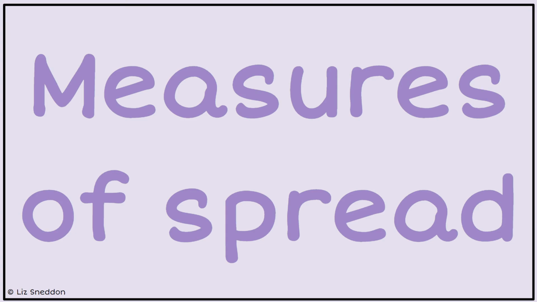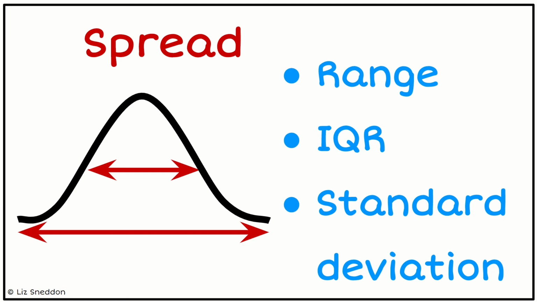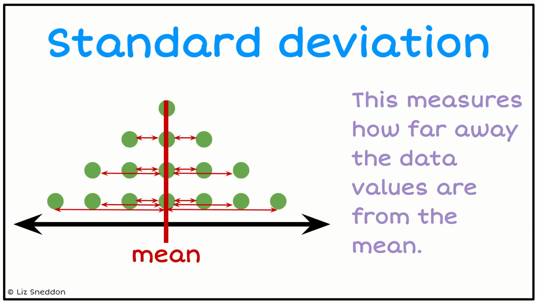Let's have a look then at measures of spread. We've got three ways to measure the spread: range, interquartile range, and standard deviation. So let me just quickly explain what the standard deviation is to give you an idea. Now at school you do not need to know this formula or be able to calculate it for NCEA, but we do need to understand a little bit, enough to be able to know that this is a measure of spread.